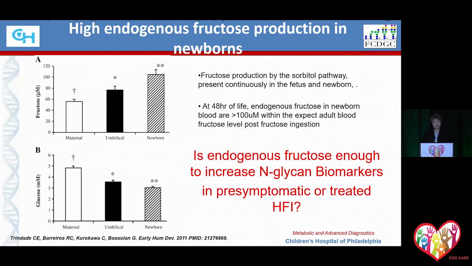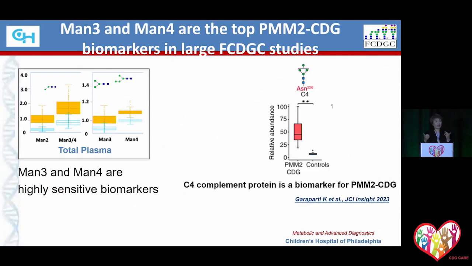So now the question is, is endogenous fructose enough to change the glycosylation so we can define them as typical CDG? I don't have a 24-hour-old newborn with HFI, but I have a lot of older kids and adults who are on absolute fructose restriction. So my goal is to test the glycosylation in them, to see whether endogenous fructose actually changes the glycosylation. So this is a pretty high bar to reach.